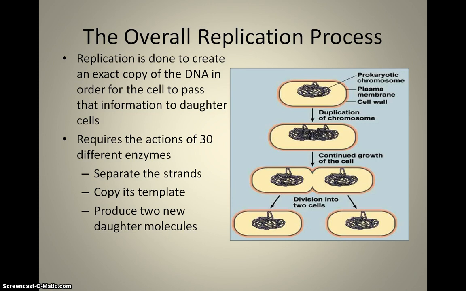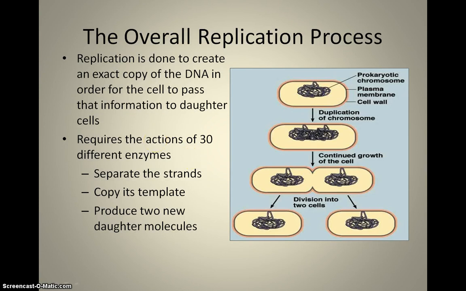reproduce or make copies of itself. So remember that process in bacteria is called binary fission, where essentially you have a single cell that will copy its genetic information and then it will cleave in half, and you will have two daughter cells that are genetically identical to one another and are genetically identical pretty much to the parent cell. So cells have to be able to replicate or make perfect copies of their DNA.